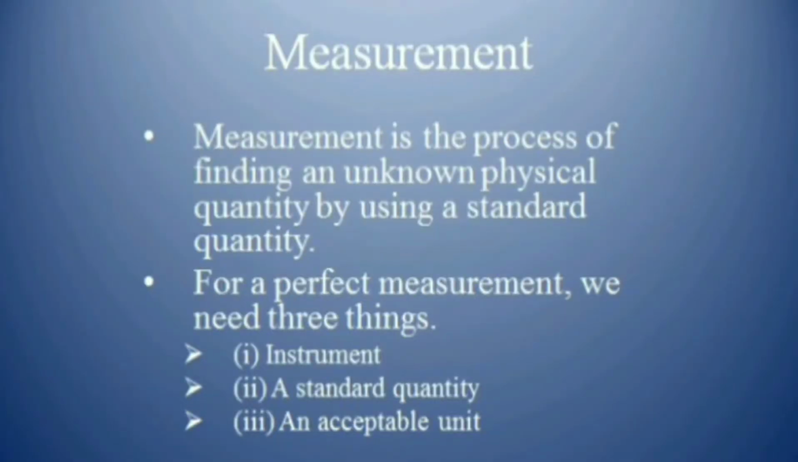Measurement. Measurement is the process of finding an unknown physical quantity by using a standard quantity. For a perfect measurement, we need three things. 1. Instrument. 2. A standard quantity. 3. An acceptable unit.